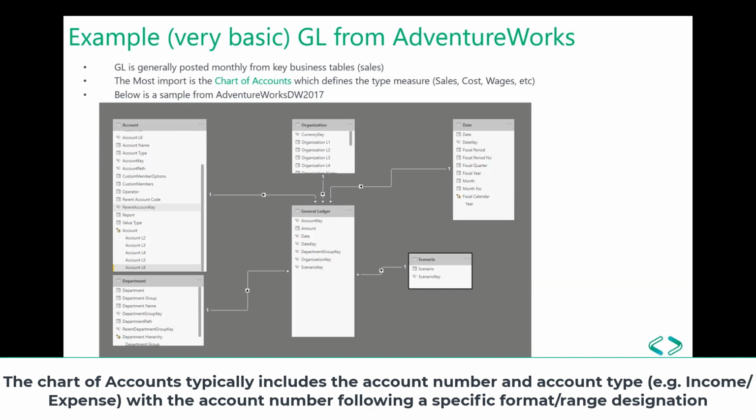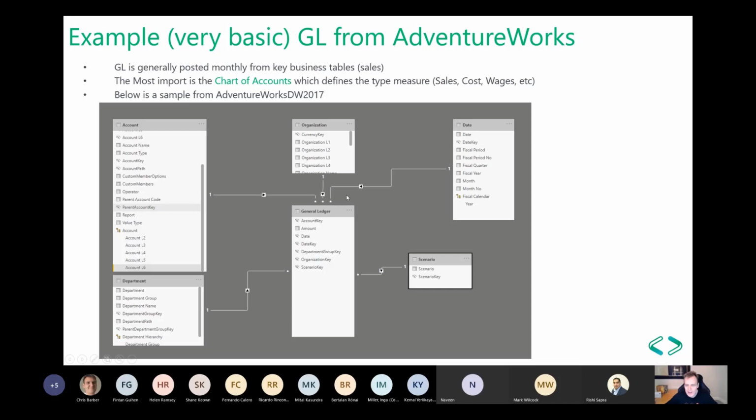Kind of like IP ranges, so 1,200 could be sales and 1,201 could be third-party sales or something like that. Okay, so that's the sort of structure that we're going to work with today. Now this is very simplified in that I've just got one fact table here.